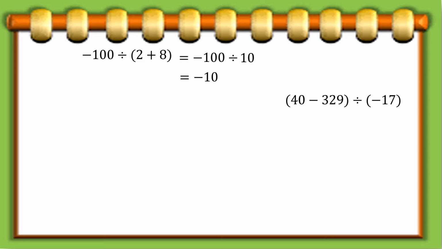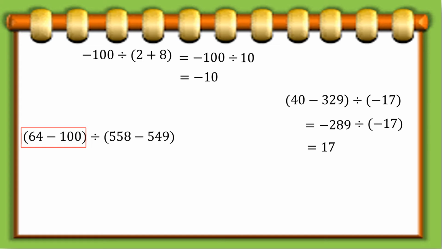Now let us have (40 minus 329) divided by negative 17. First, we are going to deal with the numbers inside the parentheses. So 40 minus 329 would be equal to negative 289. Then we are going to divide it by negative 17. What is negative 289 divided by negative 17? Correct. It would be equal to positive 17 since they are both negative.